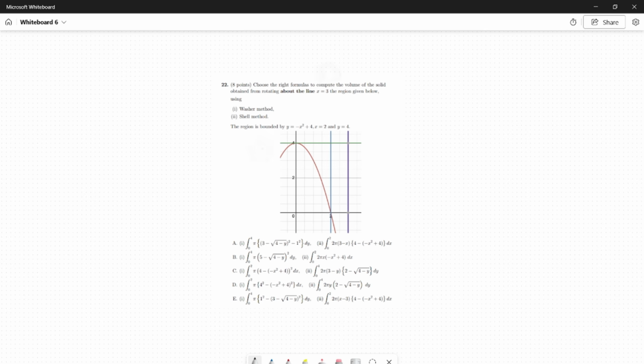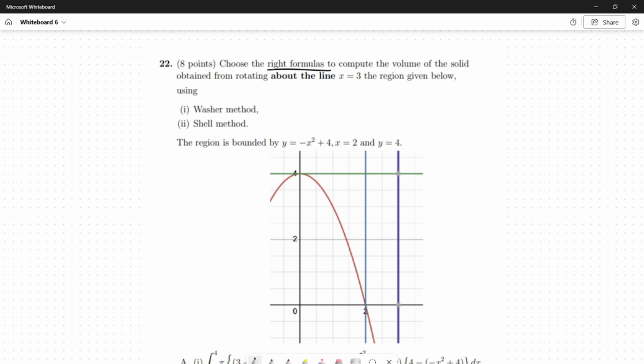Choose the right formulas to compute the volume of the solid obtained from rotating about the line x equals 3 the region given below, using both the washer method and the shell method. The region is bounded by a downward opening parabola, a vertical line, and a horizontal line. So before we do anything, let's begin by identifying the region. There's only really one region that's bounded by all three curves, and that would be this dinky looking thing right in the middle of the page. It would be this shape right here.